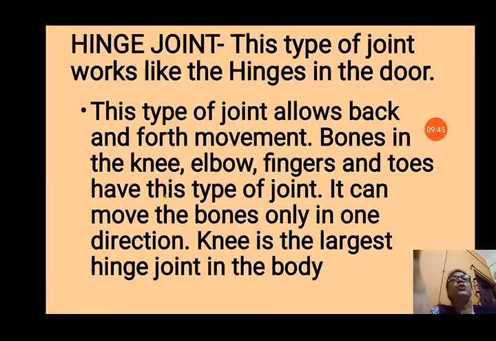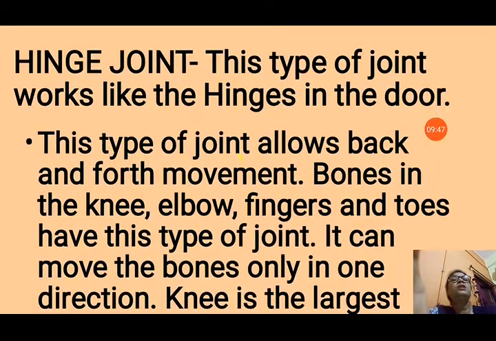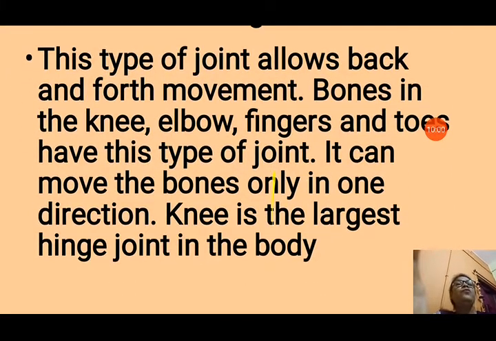Now hinge joint. Hinge joint, as the name suggests, works like the hinges in a door. When hinges are present in a door, we can open the door on one side only. Like that, this type of joint also allows back and forth movement. Bones in the knee, elbow, fingers and toes have this type of joint. It can move the bones only in one direction.